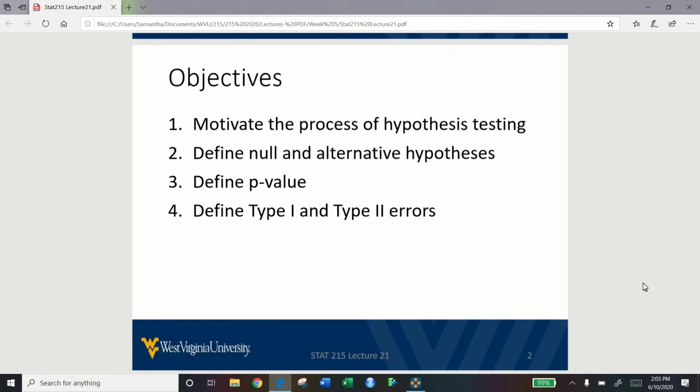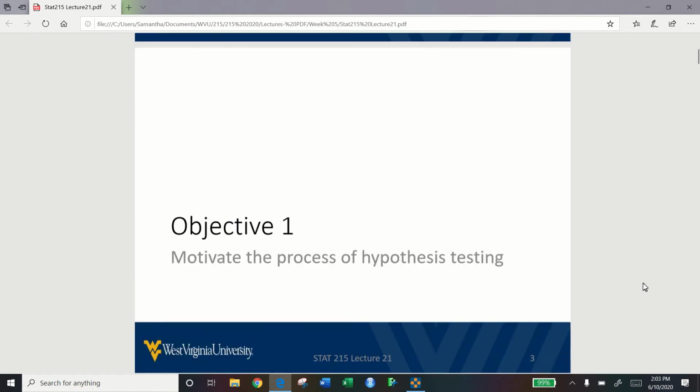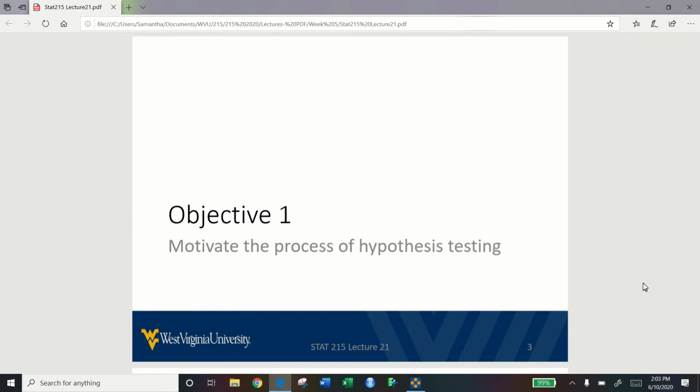In this video, we are going to focus on 4 objectives. First, we're going to motivate the process of hypothesis testing. Second, we are going to define a null and alternative hypothesis. Third, we will define a p-value. And lastly, we will define type 1 and type 2 errors. Let's begin by looking at our first objective.